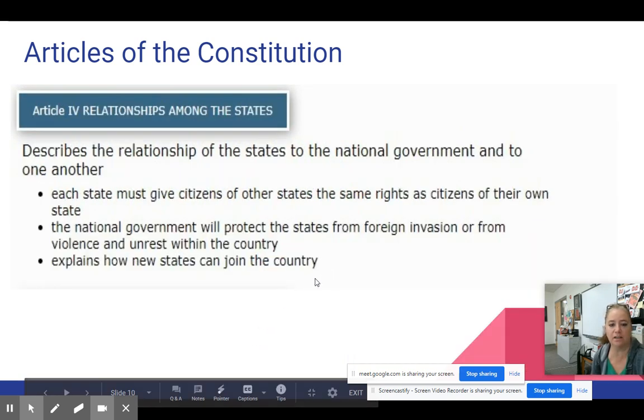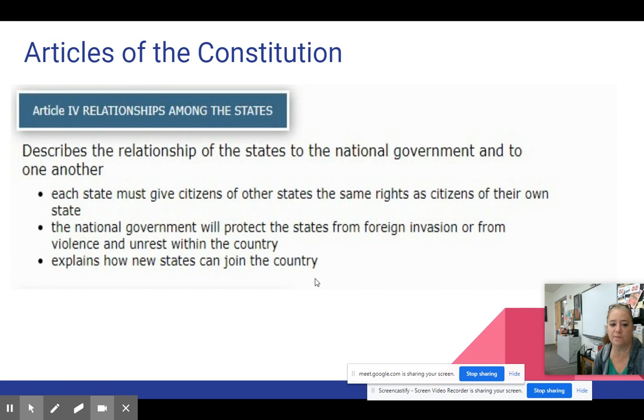The 4th article deals with relationships between the states. If you remember the Articles of Confederation, the states were kind of doing their own thing without a whole lot of guidance from the federal government. So the 4th article establishes those relationships. What can the national government do, and what can states do?